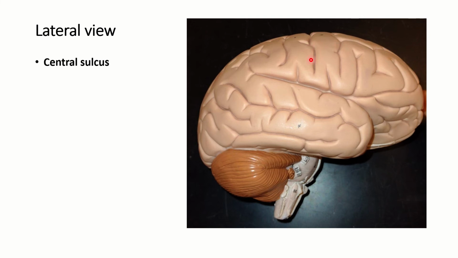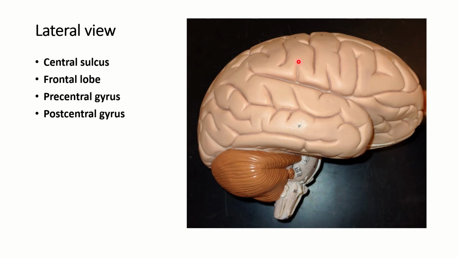This is the central sulcus. Anterior to the central sulcus you have the frontal lobe here. And this is the precentral gyrus, that is for motor. And this is the postcentral gyrus for sensory information. This area is the parietal lobe. And this is the occipital lobe all the way posteriorly.